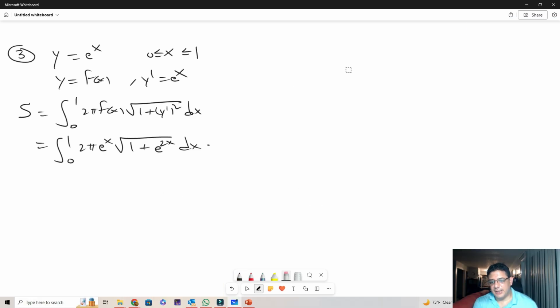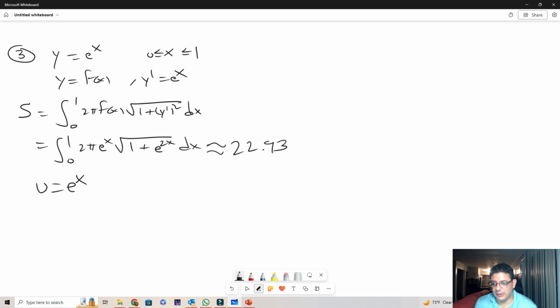dx. This integral can be computed numerically, whether with a calculator or computer, and you're going to get around 22.93, and so that's going to be the surface area here. Notice that if you're curious about how to calculate this, you can probably transform this to an integral that you can do with trigonometric substitution.